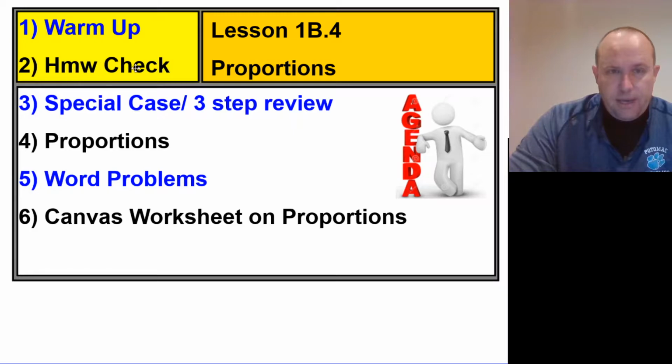I'm going to talk a little bit about the homework. We're going to review some special cases and three-step equations. We're going to focus on proportions. That's going to be our main thing for today. We are going to look at word problems, but more as a tool for reviewing for people who still need to go back and retake tests from 1A. And then we're going to work on class in proportions, and you'll finish that up at home. And there'll be that quick little exit ticket / quiz at the end.